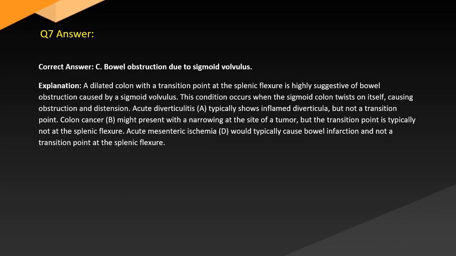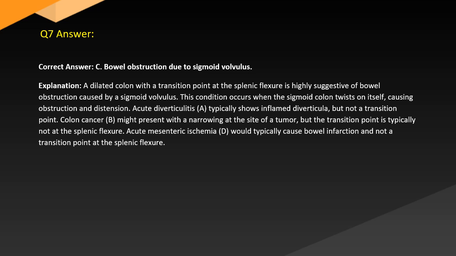Answer. Correct answer C. Bowel obstruction due to sigmoid volvulus. Explanation. A dilated colon with a transition point at the splenic flexure is highly suggestive of bowel obstruction caused by a sigmoid volvulus. This condition occurs when the sigmoid colon twists on itself, causing obstruction and distension.